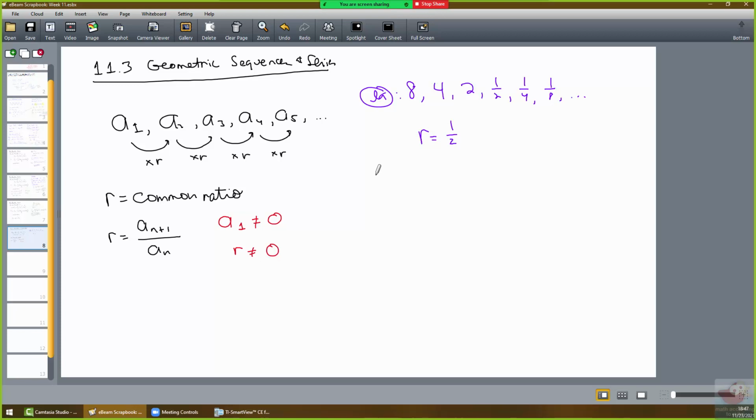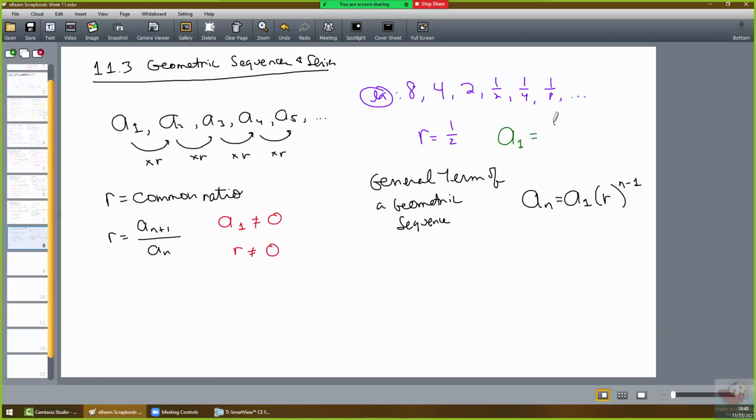Okay. And then we have a formula for the general term of a geometric sequence. That general term is a sub n is equal to a sub 1 times r to the n minus 1 power. So for the sequence in purple here, the first term is 8. So our general term would be a sub 1, 8, times the quantity r, in this case a half, raised to the n minus 1.